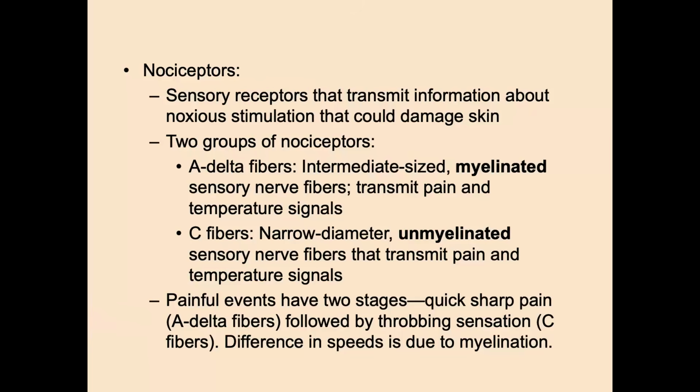So there's a very quick signal. It's supposed to tell you to get your foot off the Lego. Okay? So that's fast. And then this unmyelinated signal is, I guess, probably just telling you, is my foot damaged? Do I need to be careful for a while? Right? And that one doesn't need to be as fast. Okay? The difference in speed is due to myelination. So that's the key concept there. Two classes of these pain receptor fibers.